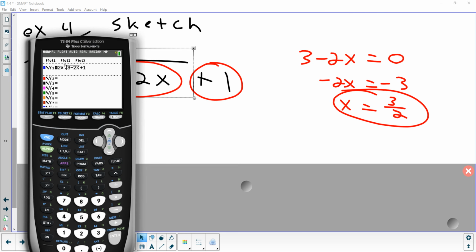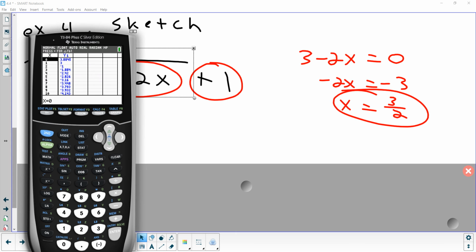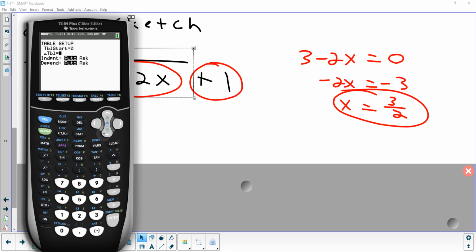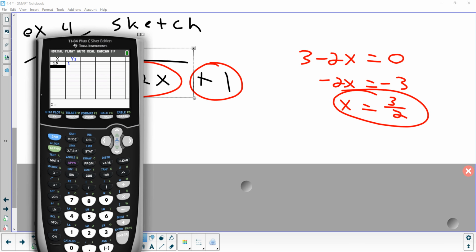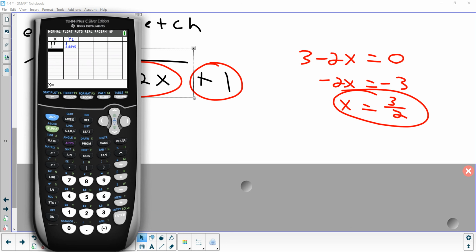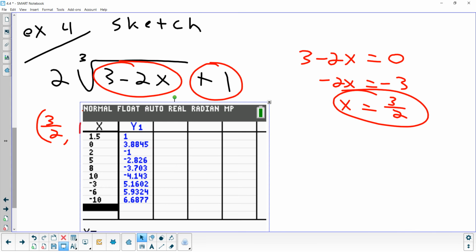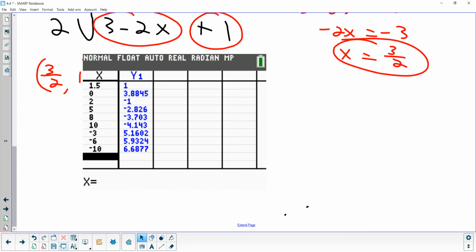All right, and let's go to our table. We already know what should happen when I plug in 1.5. I should get 1, which I do. So we've got 1.5, comma 1. And let's get some more points. Let's do 0, 2, 5, 8, 10, -3, -6, -10. I just picked some positives, negatives, 0, and the center point. Okay, so there's my table.